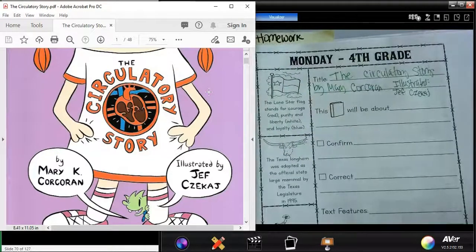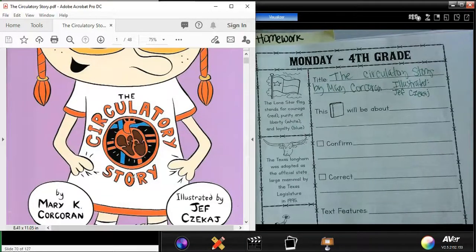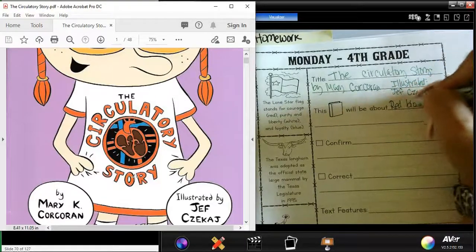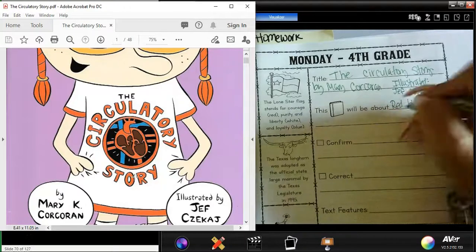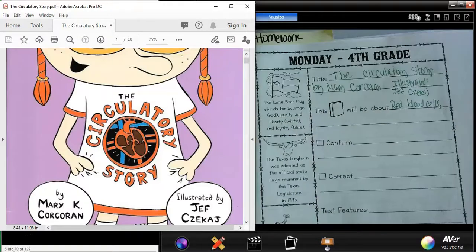Now, this book is about, what is it talking about, boys and girls? It's talking about red blood cells. Okay. What other thing is very important? So yes, red blood cells, they carry oxygen. But what are we talking about?